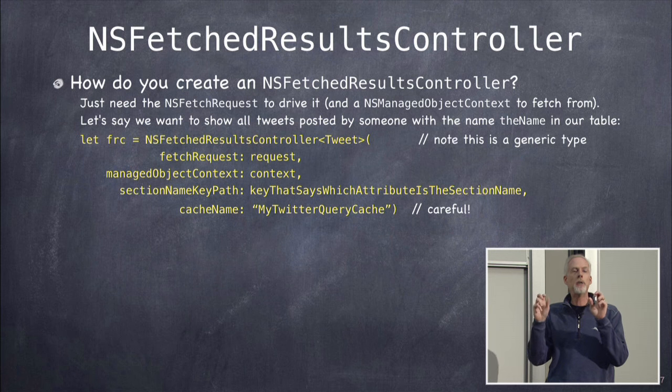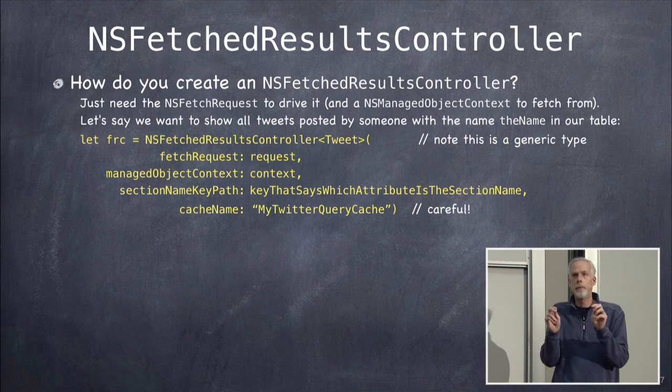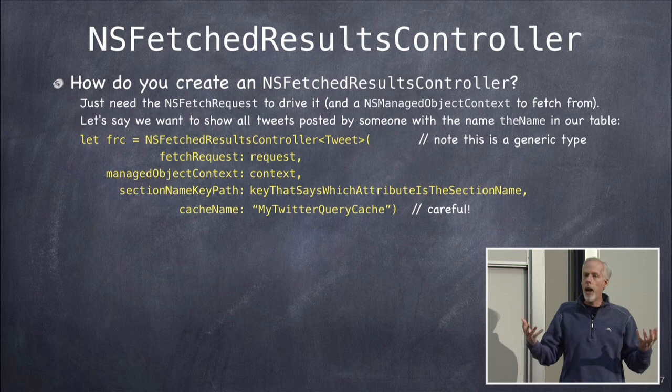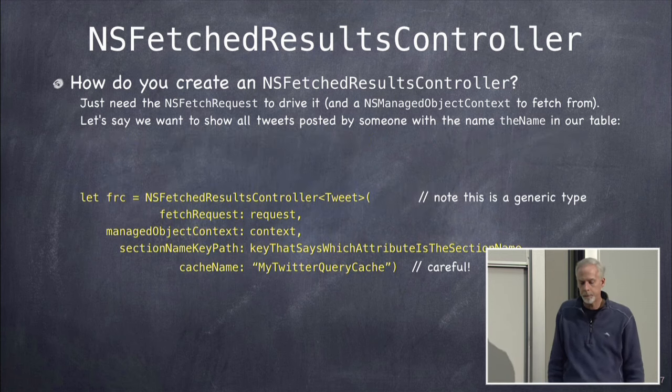Okay, that's how you do sections with fetch result controller. You might have to invent or even calculate this, but all of your tweets or all your Twitter users, if they're going to be in sections, they all have to have a var, which is a string, which is the name of the section they're in. And as long as they have that, then the fetch results controller will make the sections and put them all in the right section. And we'll talk about cache name in a second here.